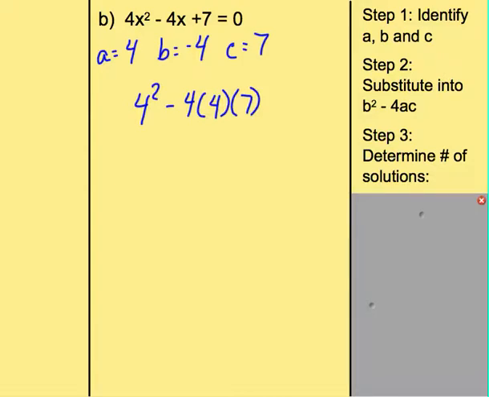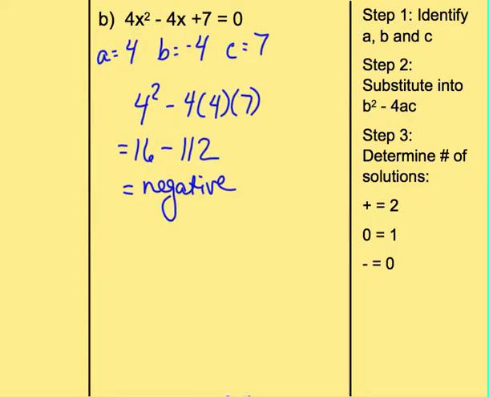Simplify and determine number of solutions. 4 times 4 is 16, times 7 is 70 plus 42, 112, I believe. In either case, it's going to be a number larger than 16, so we get a negative discriminant, which means we can't take the square root of a negative, so we will have 0 real solutions.